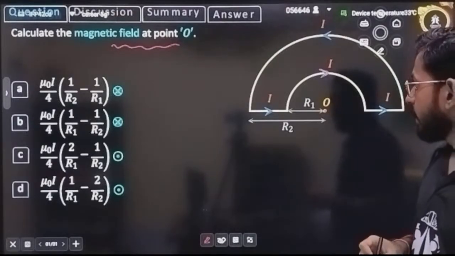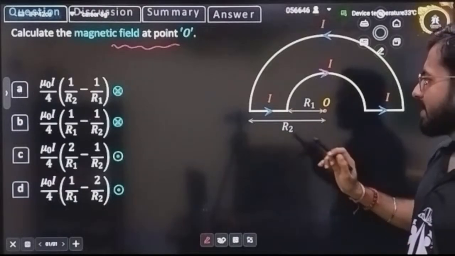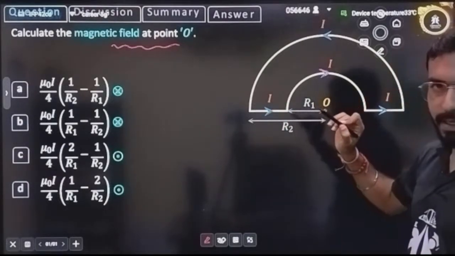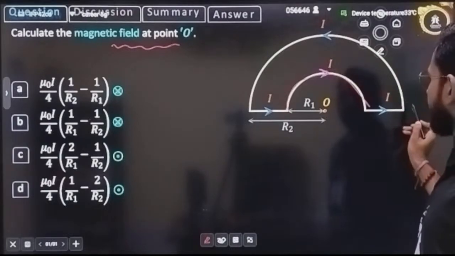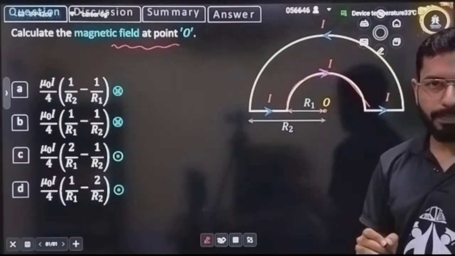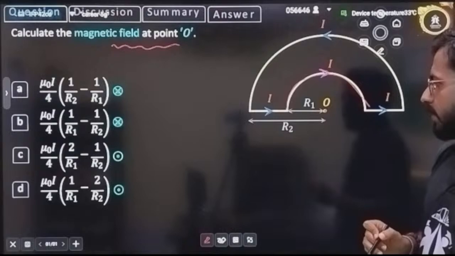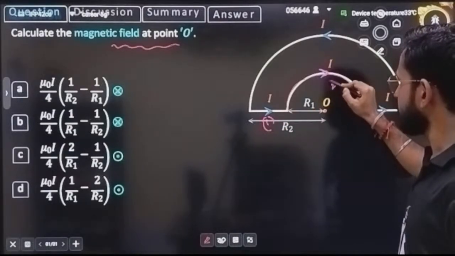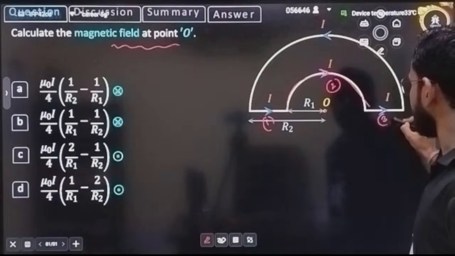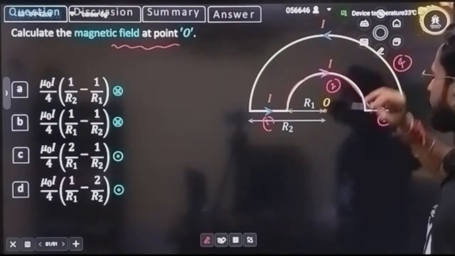Tell me, what kind of shapes are you getting? I will say this is a straight wire. This is a semicircular arc. Again, this is a straight wire. Again, this is a semicircular arc. Correct. So let's name all these things. Let's suppose this section I am naming 1, this section 2, this section 3, and this section 4.